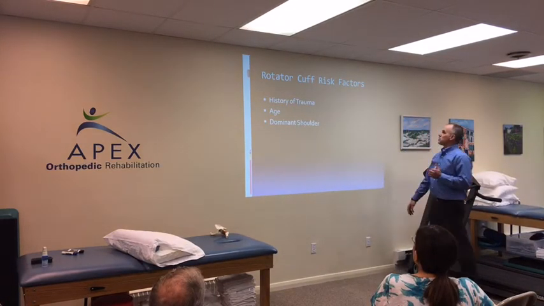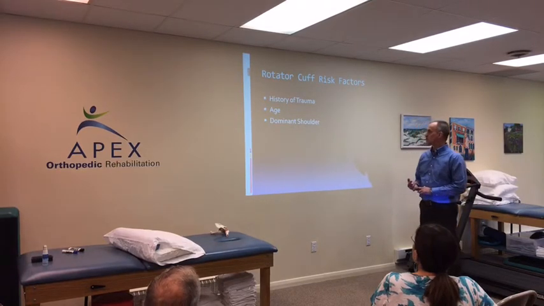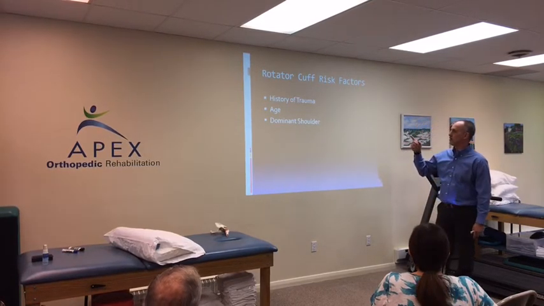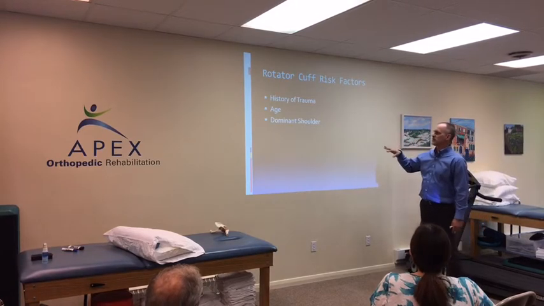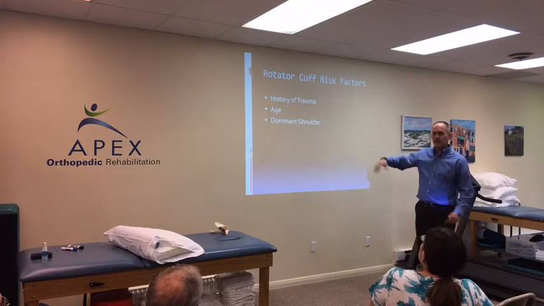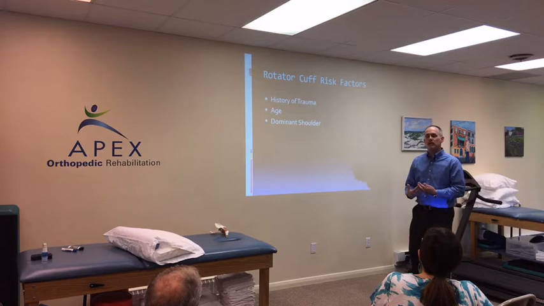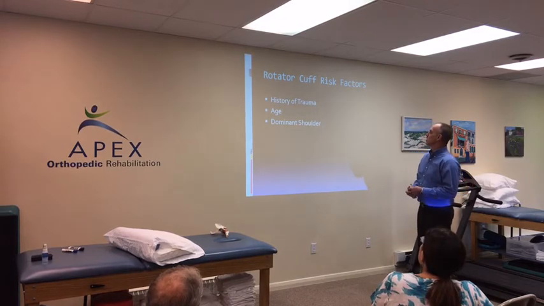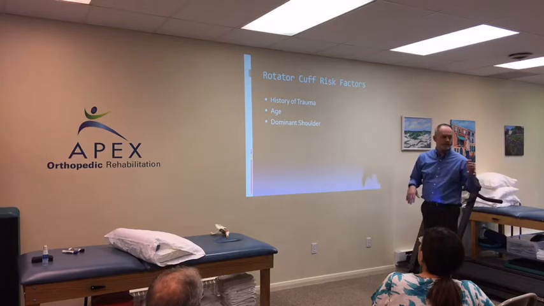So the big risk factors for rotator cuff problems are a history of trauma. I've had a few falls on mine early on when I was younger, playing football and other things, skiing. Some of it is more just related to age. When you're a little older, the tendons don't have the same flexibility, they're more brittle. They don't have the rich blood supply of younger tendons. And also the dominant shoulder. Those are some of the clear risk factors. Next one.